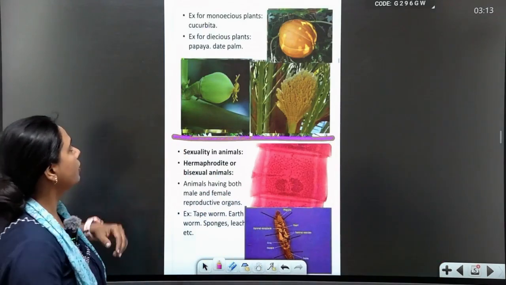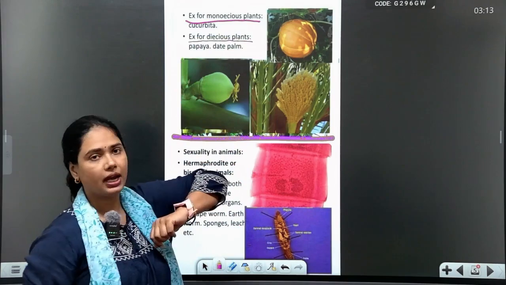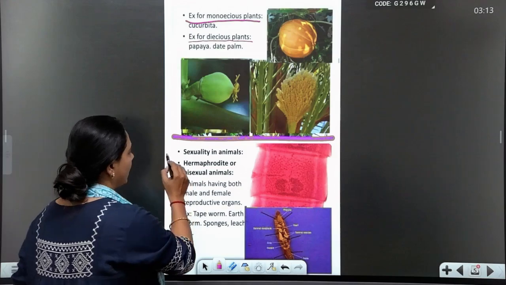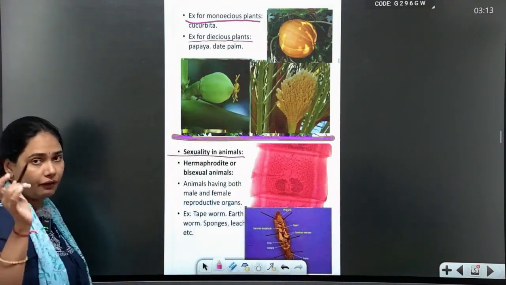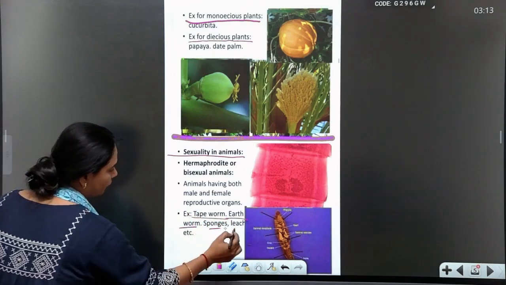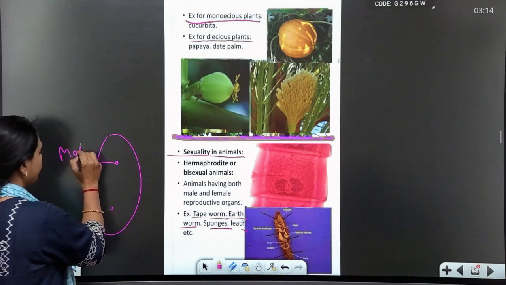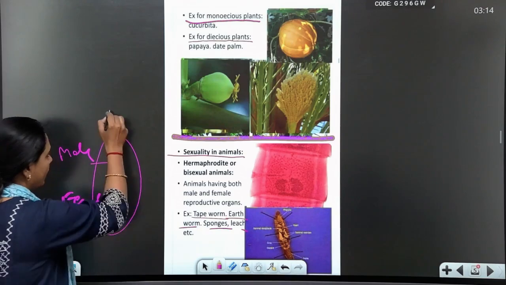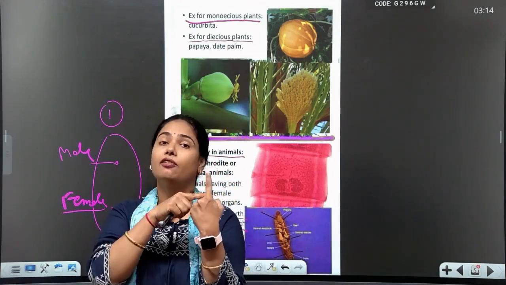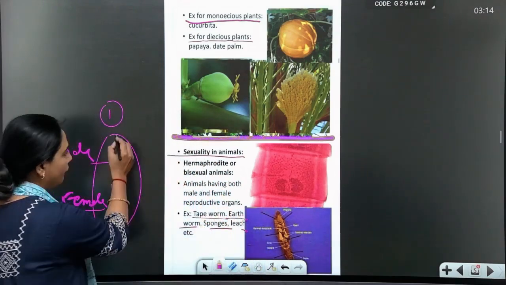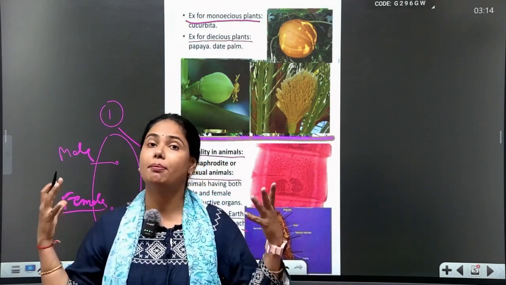Now, for example, for a monoecious plant or a dioecious plant, the best examples are cucurbita and papaya, date palm. Now, sexuality in animals. The hermaphrodite condition is also found in animals, for which you can find examples like tapeworm, earthworm, sponges, leech. This type of animals contain both male and female reproductive organs in a single organism. Yes, a single organism like earthworm contains male as well as female reproductive organs. So this type of animal is called hermaphrodite, or bisexual animals. Yes, animals also are bisexual.